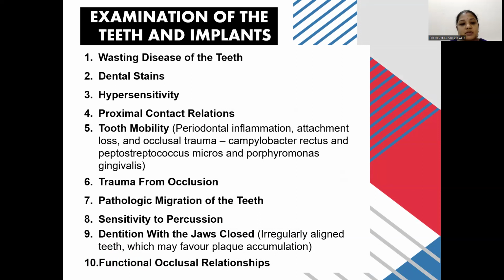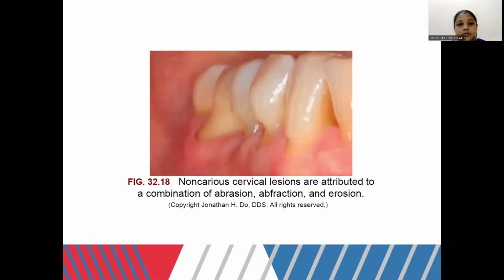Then we should look for trauma from occlusion, pathological migration of the tooth, and sensitivity to percussion. We check the dentition with the jaws closed in order to find irregularly aligned teeth, which may favor plaque accumulation. Last, we should look for functional occlusion relationships.